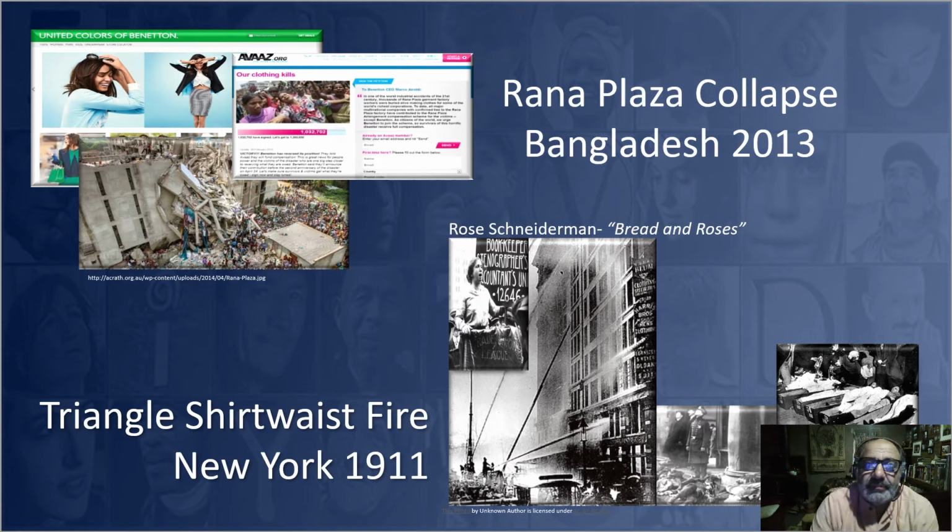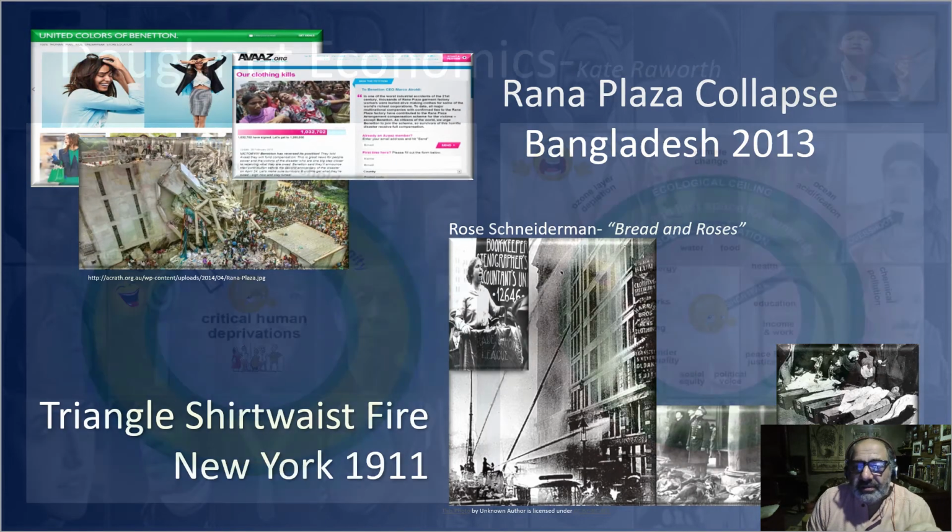Rose Schneiderman was one of the key campaigners that came out of that and was instrumental in improving the living standards of textile workers and garment workers. Just as the Rana Plaza collapse did the same thing. After 2013 and a lot of protests, the government agreed to double the wages of garment workers. So it doubled to, I think it was 65 US dollars a month, was their new wage. Still incredibly low, but double.